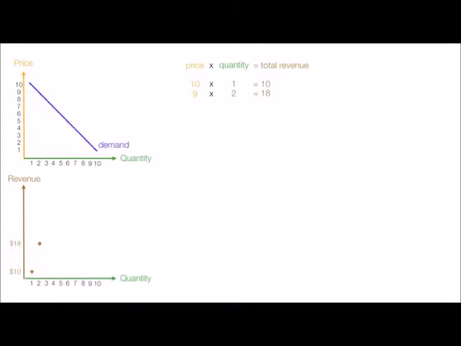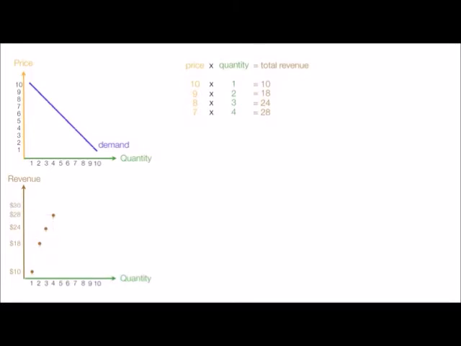Now as price drops to $8, quantity demanded increases to 3. So 8 times 3 is equal to $24. So I'll plot that 24. So I have $24 and quantity demanded of 3. I'll continue on for a few more examples. 7 times 4. So I have 7 times 4, which is 28. And I'll plot that. So I have $28 and quantity demanded of 4.